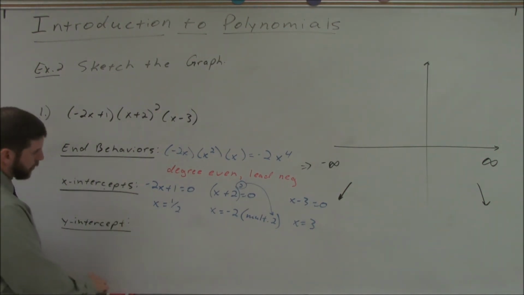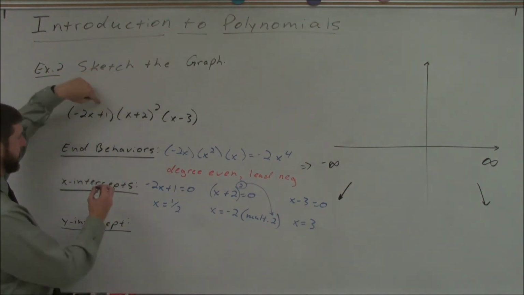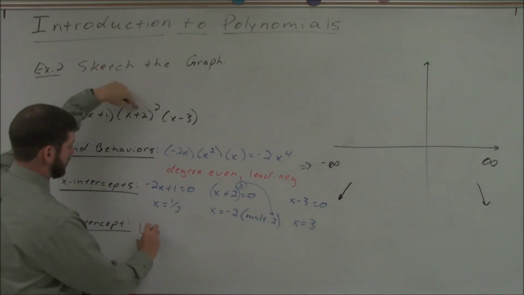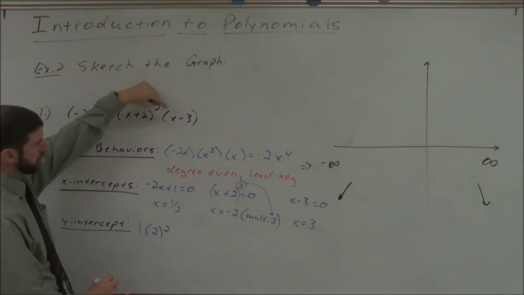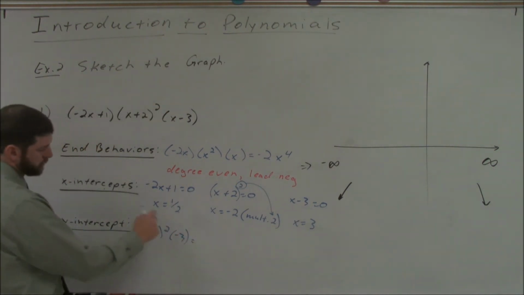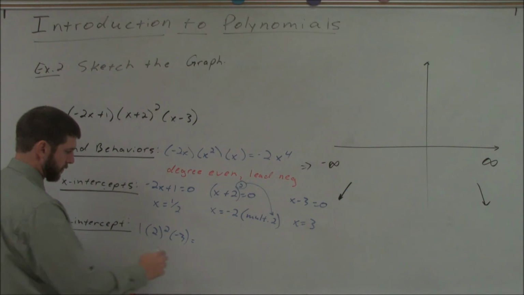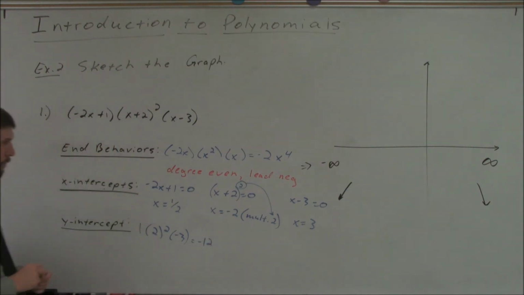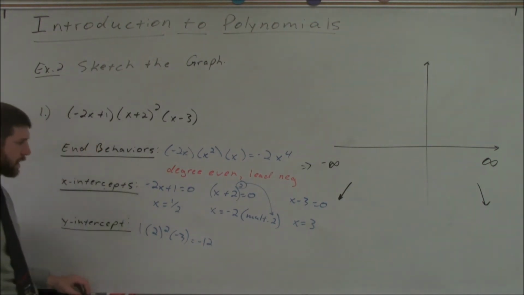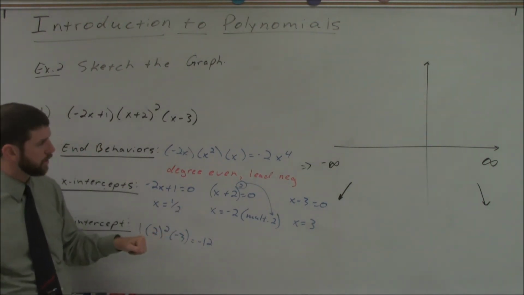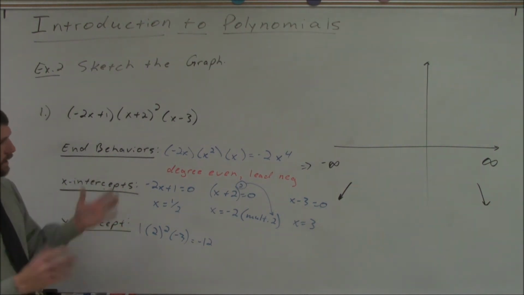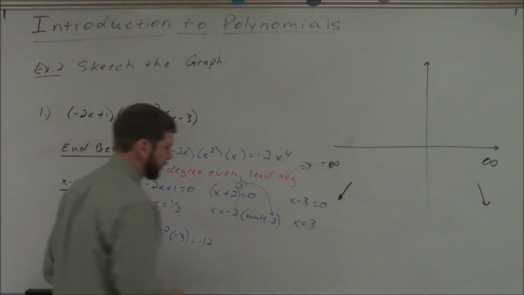And then the y-intercept. The y-intercept we know is from taking our constants. It's a product of all the constants. So 1 times 2 squared times negative 3. So 2 squared is 4, times negative 3 is negative 12. So that gives us everything we need. I know where my y-intercept is. I know where my x-intercepts are, and what's happening at the x-intercepts, whether we're passing through or bouncing off. And I know where the ends of my graph are. So let's get a picture.